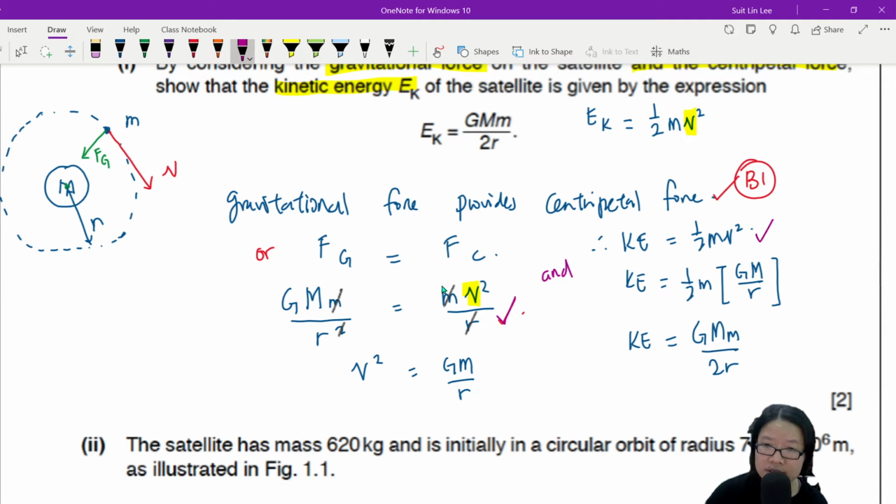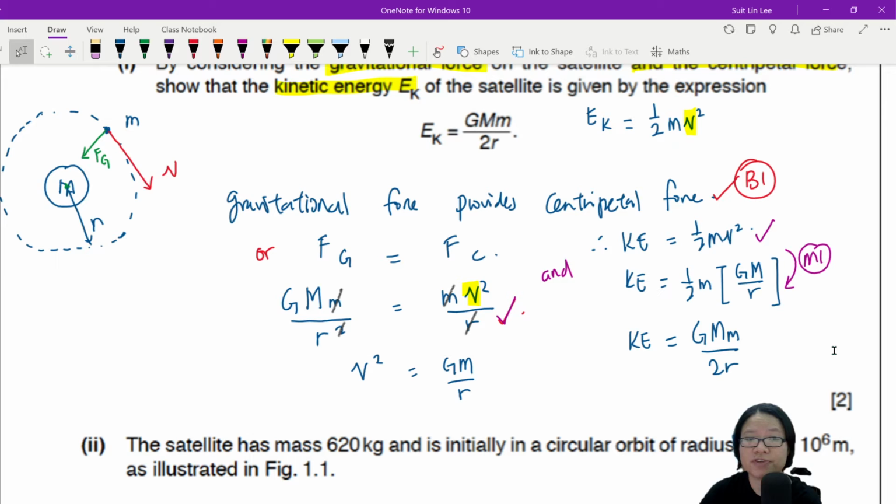Okay, so if I see this step and this step with substitution, you will get your final mark M1. So I need to see everything. I need to see how you got to V square, and I need to see you putting in V square into half mv square to find the kinetic energy. All right.